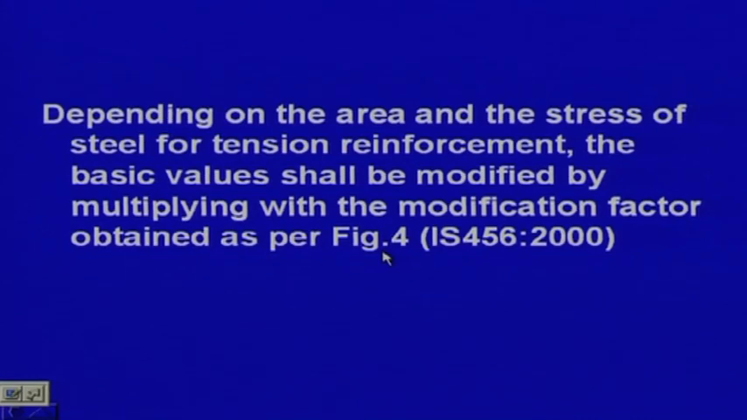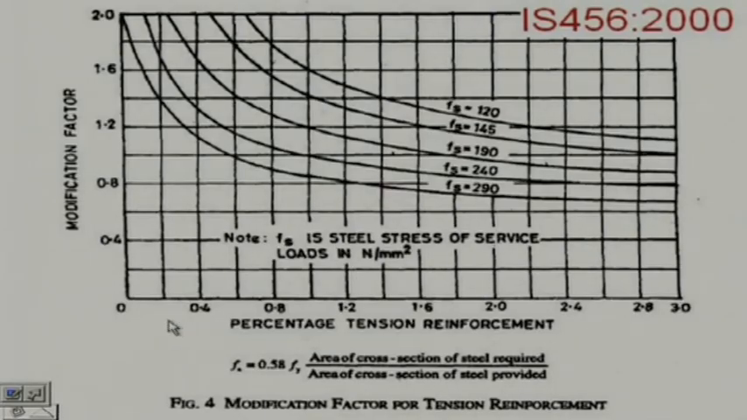There is one figure that we can take. Area and the stress of steel, from there we shall find out, and we can further modify the basic value. Let us see figure 4. This is figure 4, for different grades, different stress, we can take it, and this is one service load in Newton per square meter. From there, that is the modification. That means we can use this figure, and from the percentage of steel, we can modify.